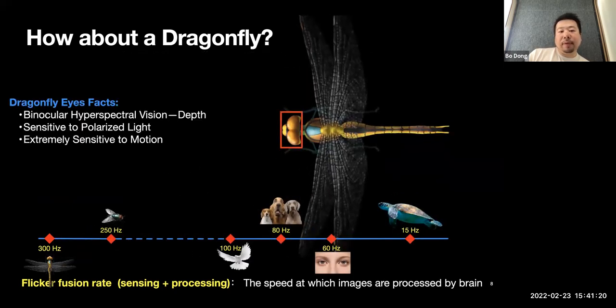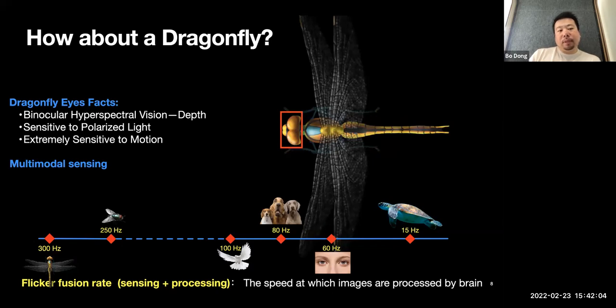Well, if we look at the dragonfly's eyes more closely, we figure out there are 3 interesting facts. The first fact is binocular hyperspectral vision. Hyperspectral means the dragonfly can see much more color bandwidth compared to human beings, right? They can see ultraviolet light, they can see IR light. And also, since it's binocular, it can sense depth. The dragonfly's eye is also sensitive to polarized light, which human beings cannot sense, right? And also it's extremely sensitive to motion, right? And the dragonfly leverages all these cues together. So basically their eyes are multimodal sensing.